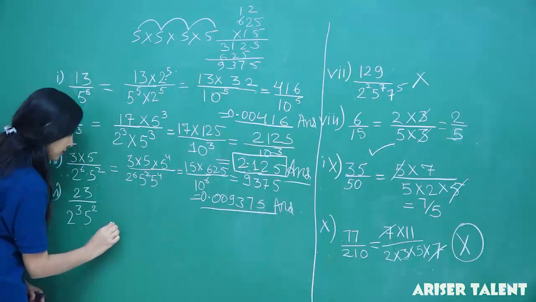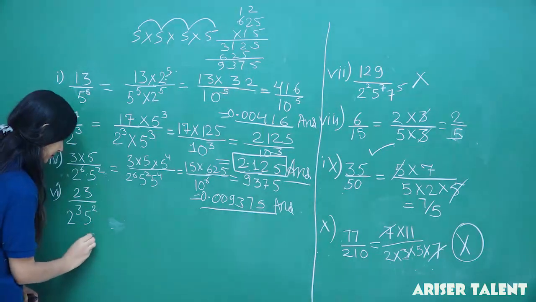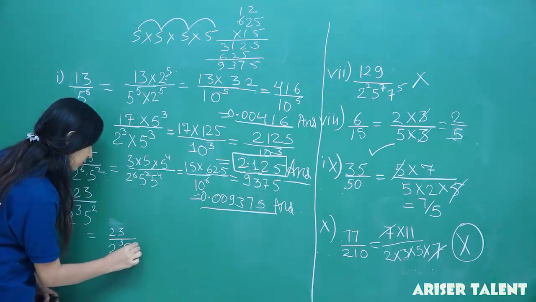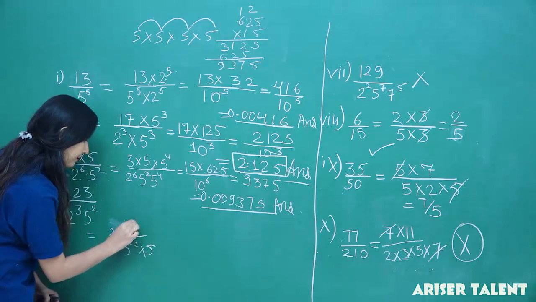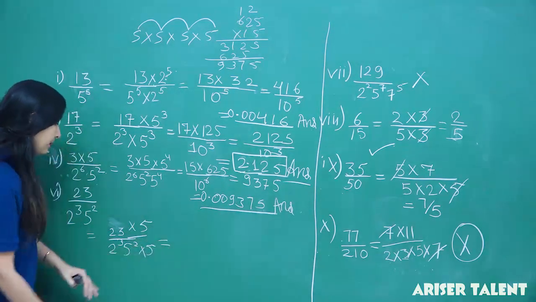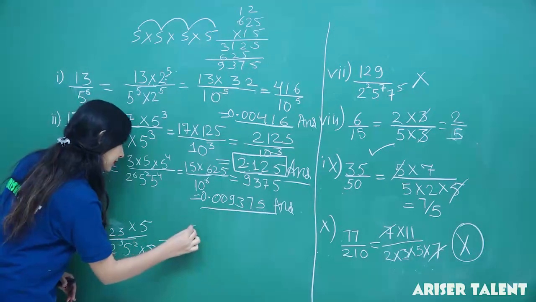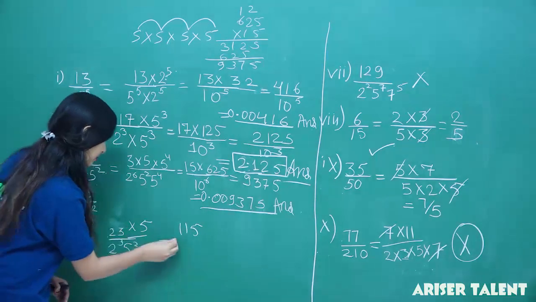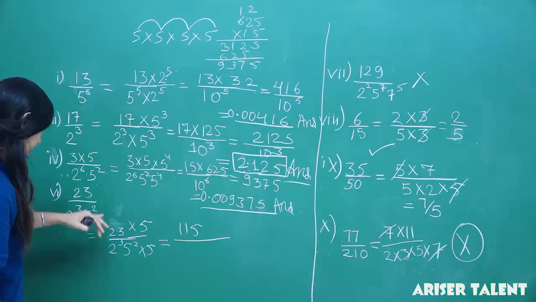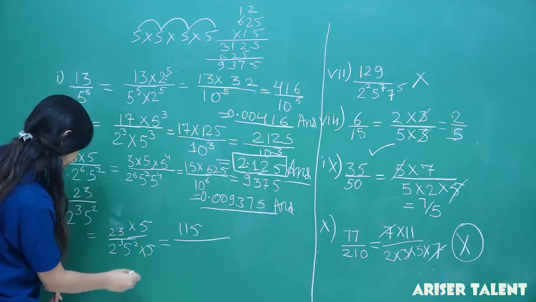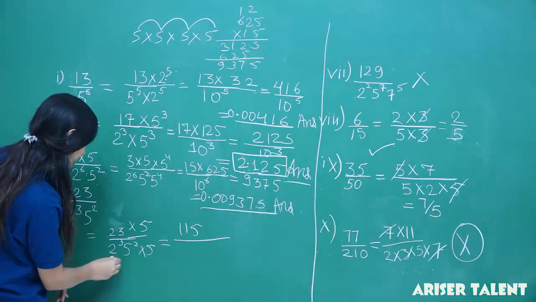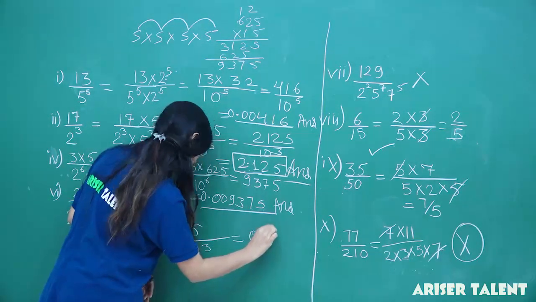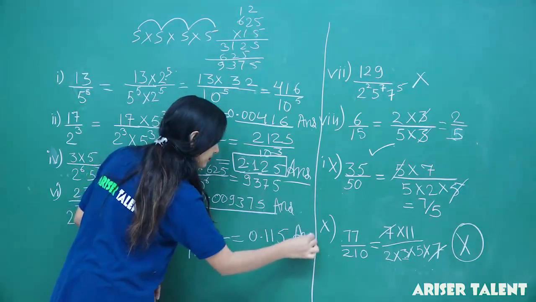Now, next, that will be equal to 23 over 2 raised to power 3 times 5 raised to power 2. So you have to multiply it by only 5. That will become what? 115 over 10 to the power 3. So the answer will be 0.115. Okay.